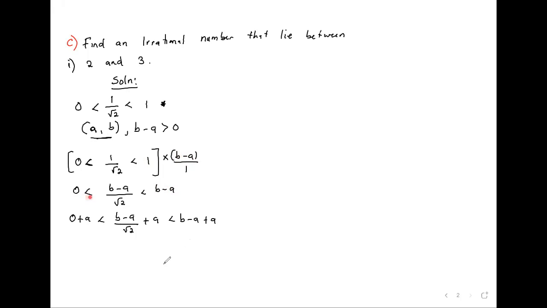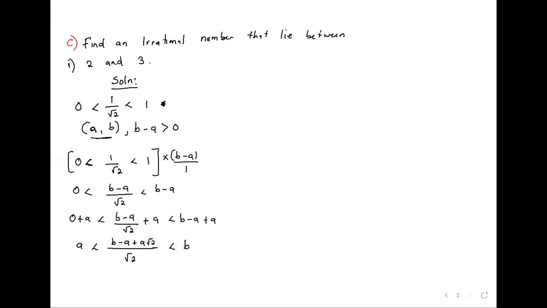Then from here, we want to get back our interval. We want to have A on the left and B on the right. So let's add A, we add A, we add A, so that we get what? 0 plus A, we get A. In between here, root 2 is the common denominator. Then B minus A plus A are root 2. And then B minus A plus A, we get B.